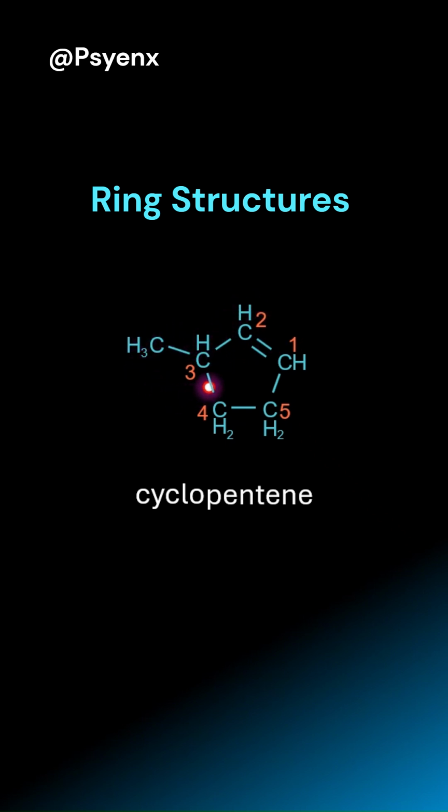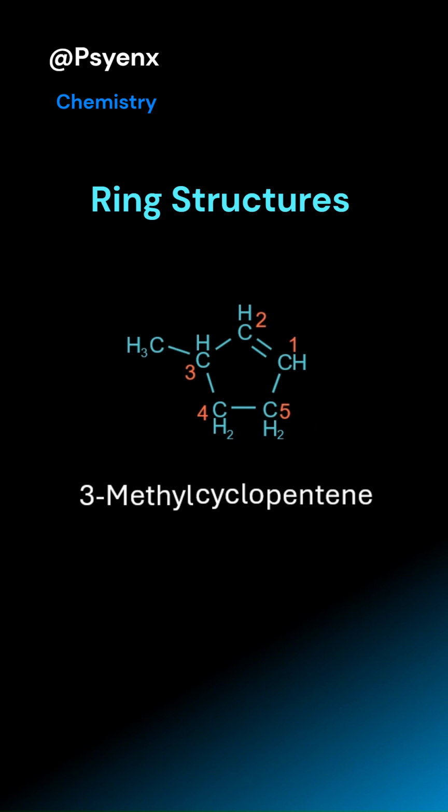counterclockwise, we will put carbon 3 for the methyl group. Apparently, it is the lowest one. Going in the other direction would put 5 for the methyl. Final name is 3-methylcyclopentene. Because the double bond in a simple ring is always at position 1, you don't even need to write the 1 for the double bond.